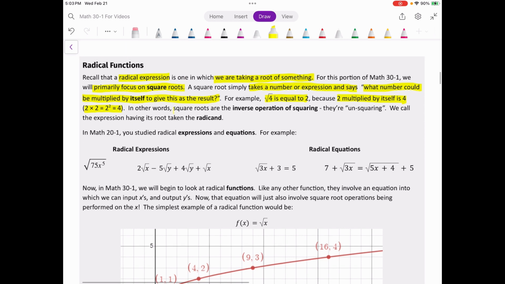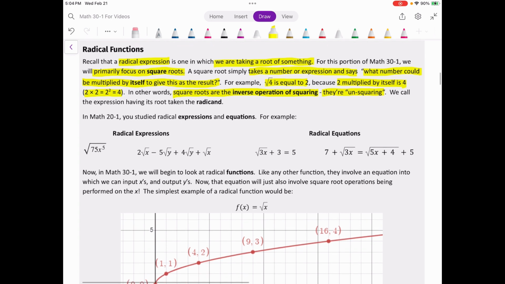In other words, square roots are just the inverse operation of squaring. They're like unsquaring. 8 squared is 64, so the square root of 64 is 8. We call the expression that's having its root taken the radicand. That's a term that will come up often when we're dealing with radicals. So 4 is the radicand here. It's the thing we're taking the root of. If I had root x, then whatever x is, that's my radicand.